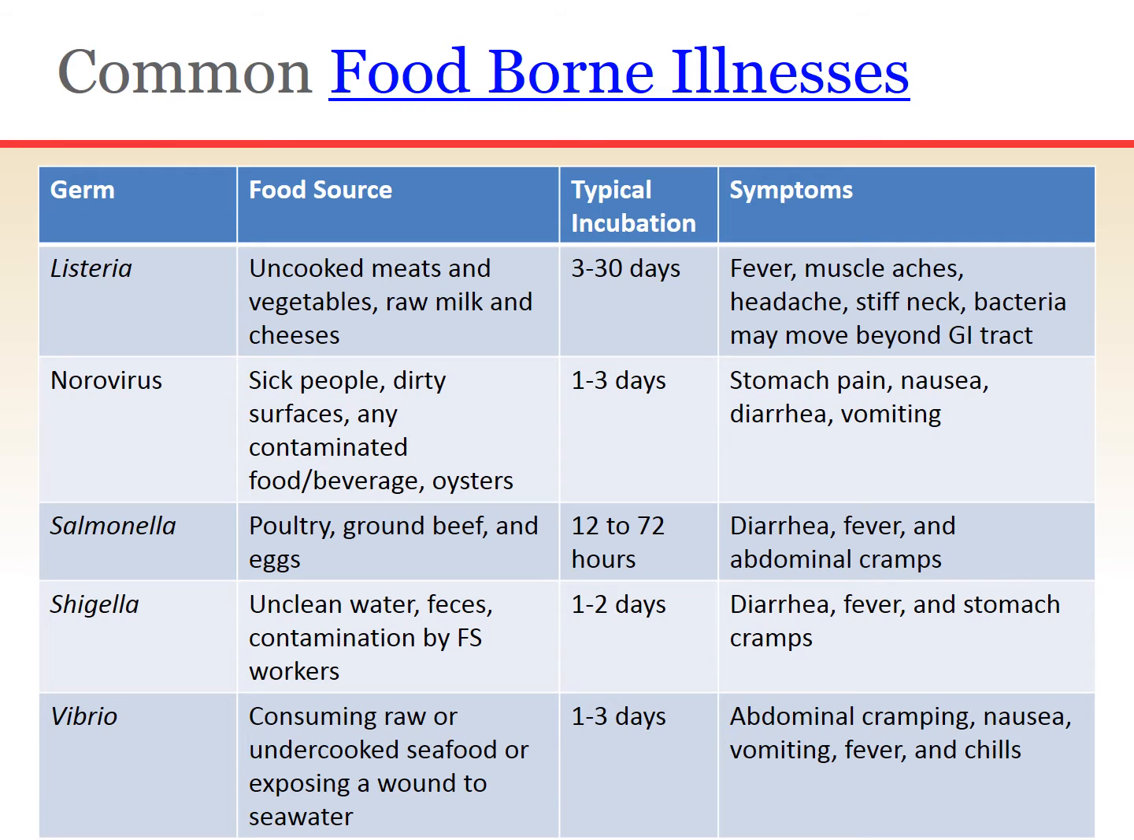Shigella is kind of like E. coli in the way that it's passed when people accidentally consume feces. And so in places that don't have adequate sewage treatment systems, it can be more easily spread that way through unclean water and open sewage. But food service workers who are infected with Shigella can pass it on to other people by contaminating food. So typical incubation is 1 to 2 days, and symptoms are diarrhea, fever, and stomach cramps.